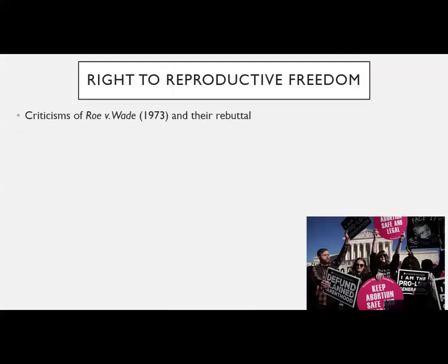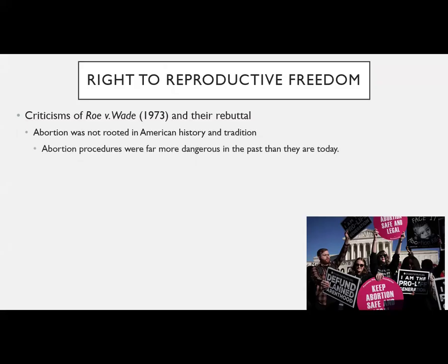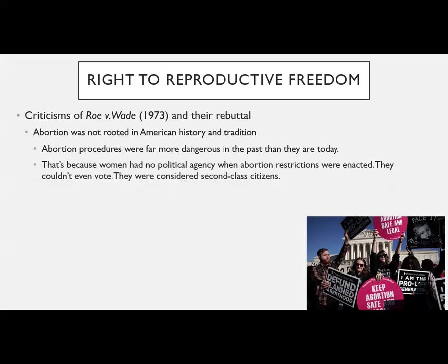Roe versus Wade was criticized as ignoring two critical issues. The first criticism related to the long history in America of laws that restricted a woman's ability to terminate her pregnancy. The majority in Roe did acknowledge that history, but it concluded that those laws were enacted during a time when abortions were far more dangerous and when women were considered second-class citizens, not worthy of the same liberties as men, not even the liberty to vote. And on those grounds, the majority in Roe chose not to allow historical traditions to define the limits of liberty.